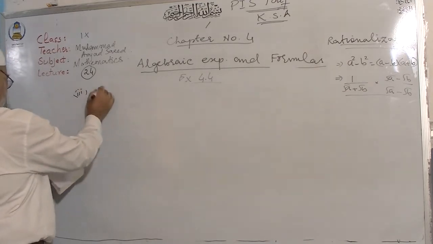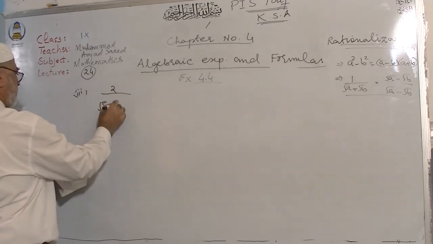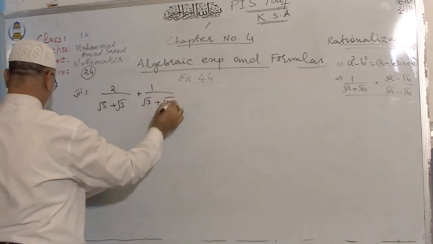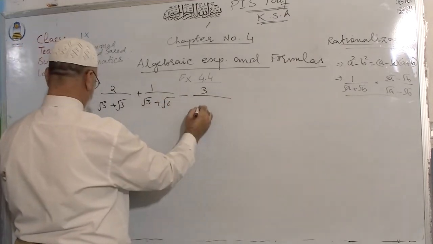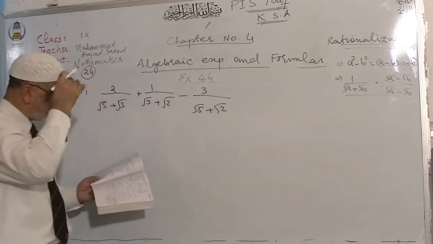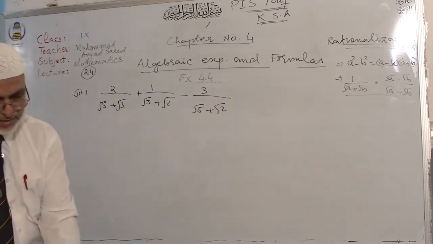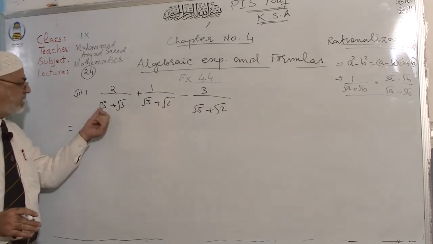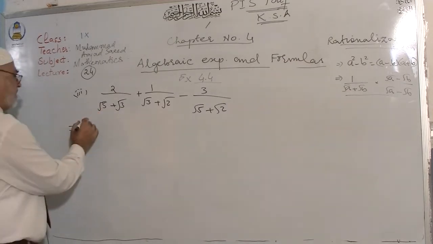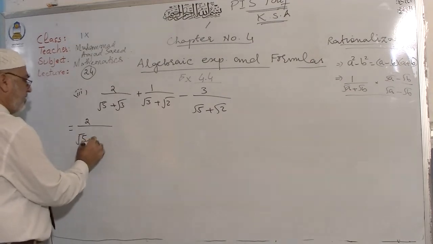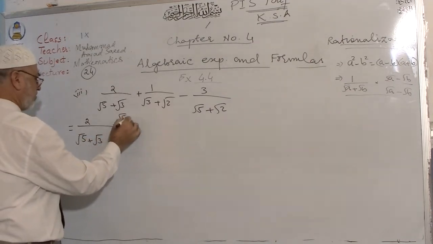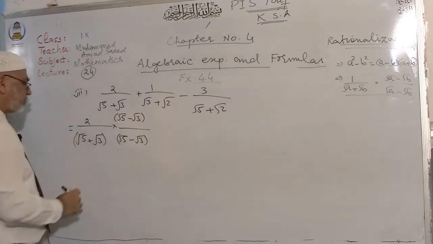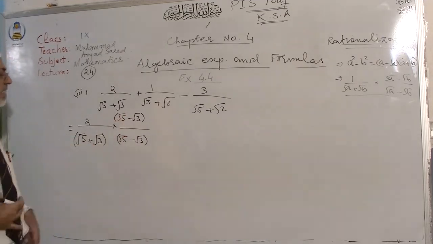Here is number 3. 2 over root 5 plus root 3, plus 1 over root 3 plus root 2, minus 3 over root 5 plus root 2. Dear students, I just told you that you will multiply this root 5 plus root 3 above and below by the conjugate of the denominator, like that. By the conjugate, change the sign in the center.